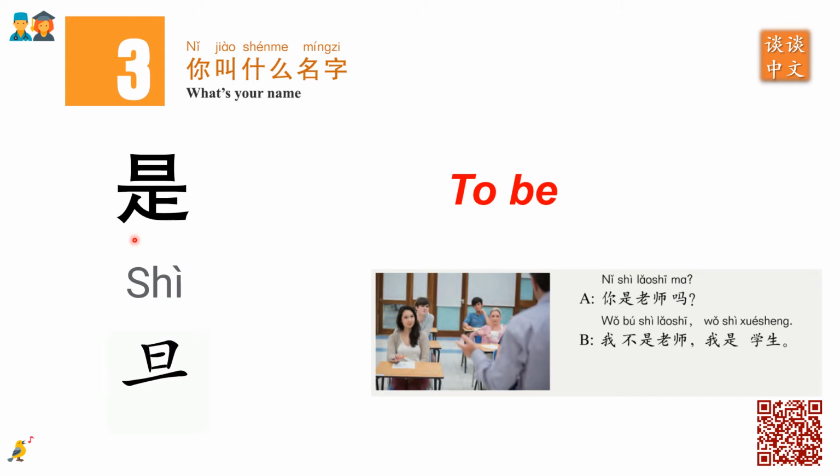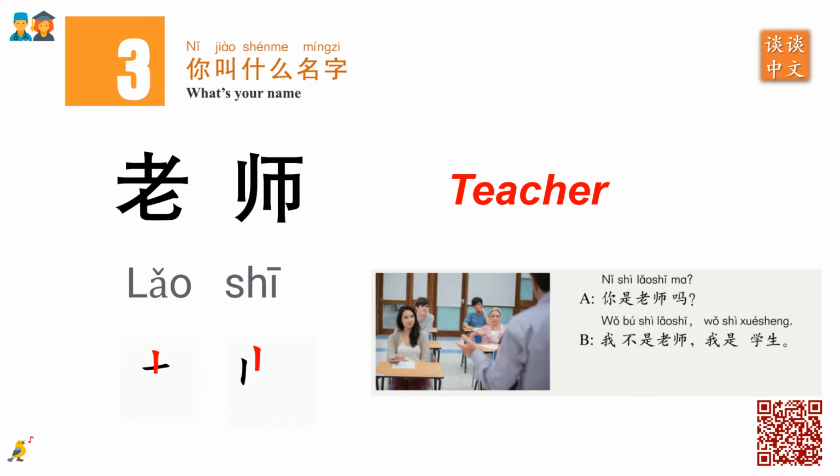Let's practice how to write these words. I would suggest you to start writing now because it will help you to remember the words for a longer time period. The more you write, the easier it will be for you to remember. So shi is to be. 老师 is teacher. This is how we write 老师, from top to bottom and left to right.